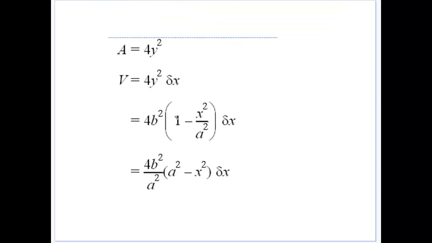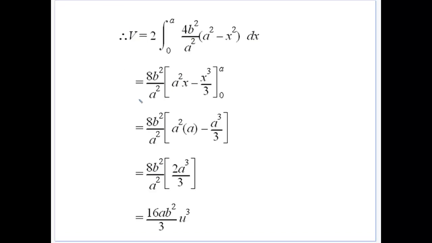So 4y squared delta x becomes 4b squared outside of 1 minus x squared on a squared. That's what y squared is going to be equal to. Remember, b squared and a squared are just constants, so we're already just integrating that part there. Between 0 and a, and we're going to take, it's negative a to a, so 2 lots of 0 to a. Yeah, constant there, go out the front, so we get the 8b squared on a squared times the x cubed on 3 between 0 and a, do our substitution, comes down to the integral that we want.